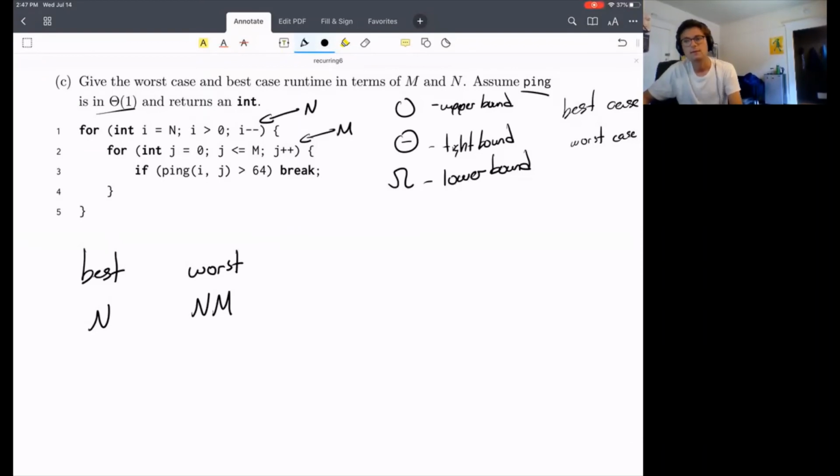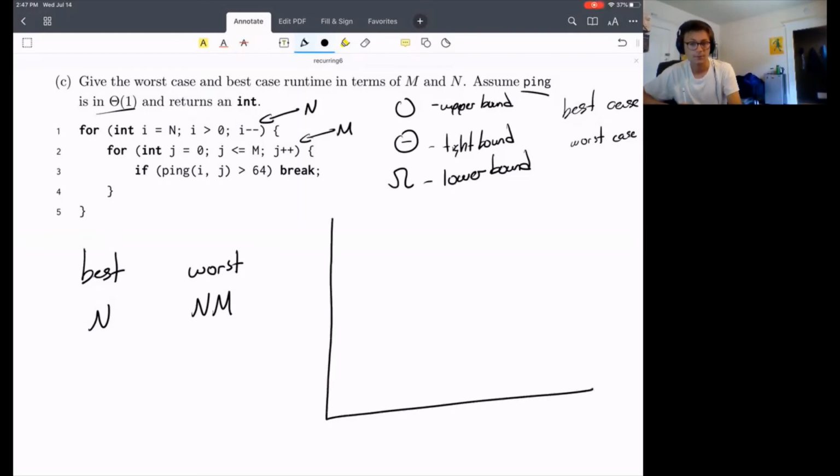Now, a lot of beginning students will make a common mistake, which is something I alluded to earlier. They'll say something like, okay, the best case is theta n, or is omega n, and the worst case is O of nm. This is not true. And let's think about why. I don't even want to put it on my screen because this is such a horrible error.